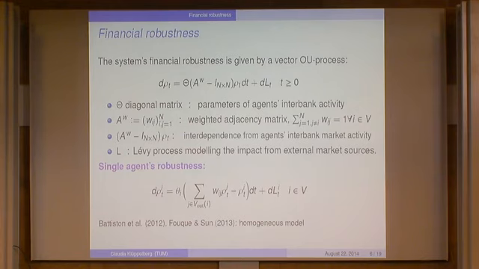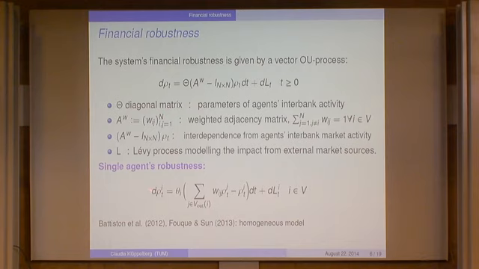So after all, no bank lends money to itself. I mean, if there was no activity at all, the equation would say d rho equals dl. Yeah, that's true. Okay, so that means when we look at a single agent's robustness, we have an equation like this.